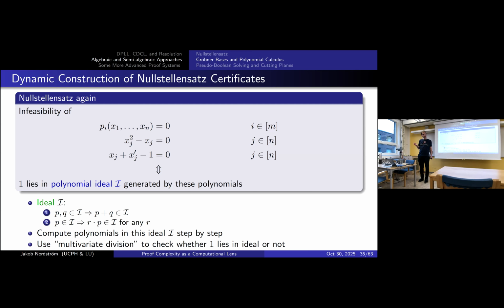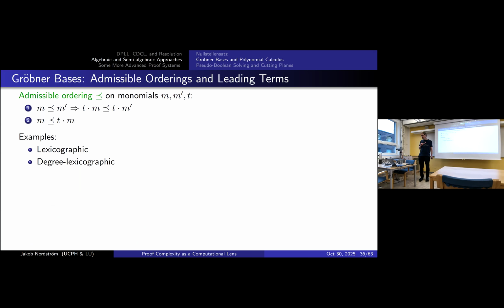And really what the Nullstellensatz certificate gives you is a certificate that 1 is in the ideal generated by the polynomials. But now you could potentially compute such an ideal step by step instead, by, quote unquote, multivariate division. And this leads us to our next proof system, which is called polynomial calculus. But in order to describe this, let me first say a quick detour about Gröbner bases. So we're going to have two or three maybe slightly technical slides. If you get lost, it's no problem. I can tell you when you should wake up again.